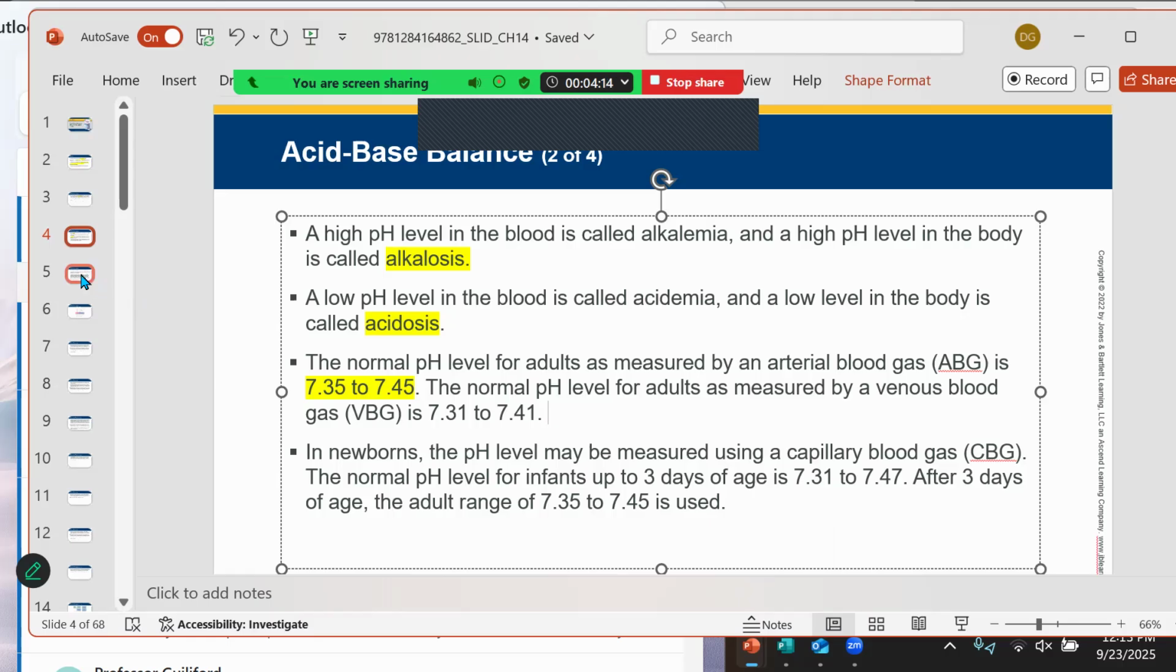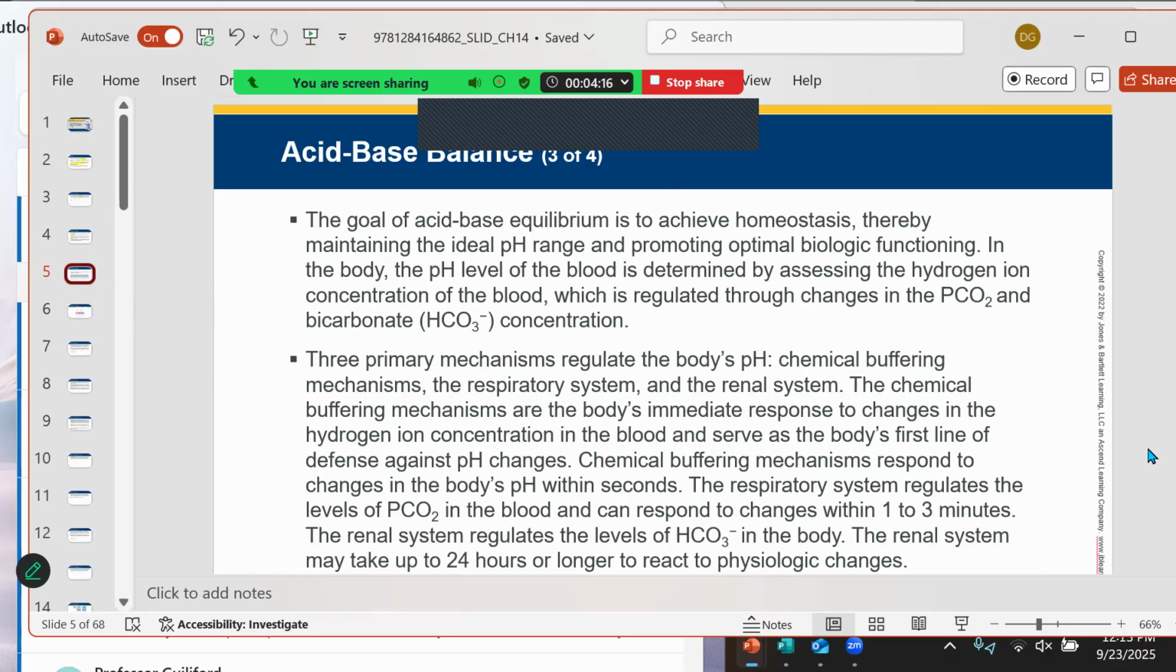7.35 to 7.45. So those are important numbers. 7.35 to 7.45.